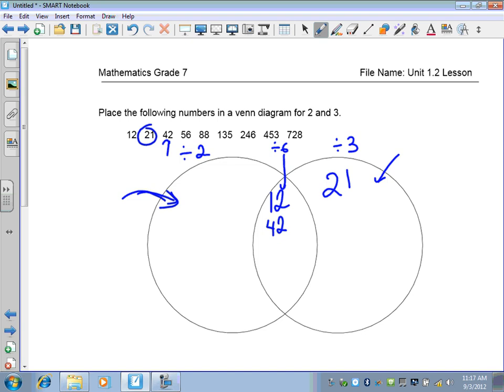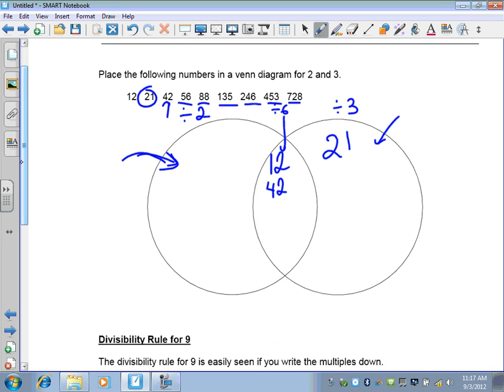56. I want you now to continue, actually, and have you test and place the last 1, 2, 3, 4, 5, 6 numbers, please. So pause the recording and then continue. Okay, so now you're back.